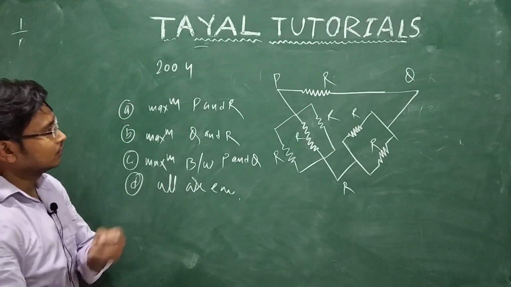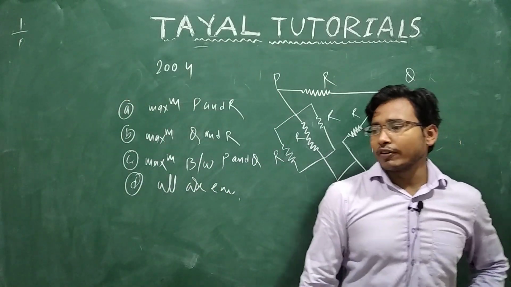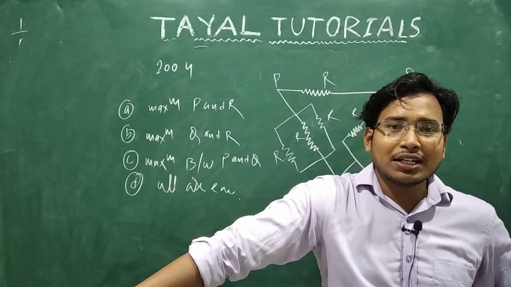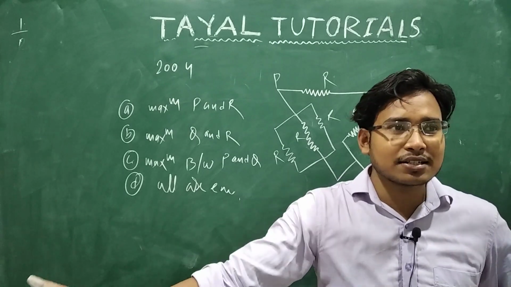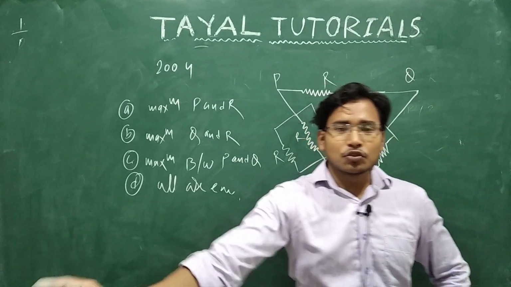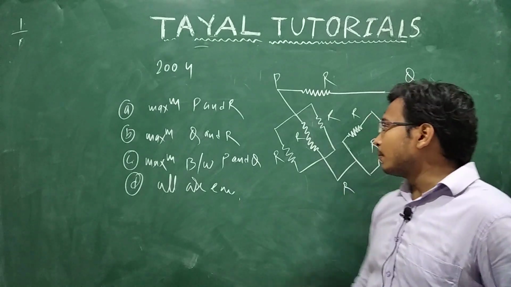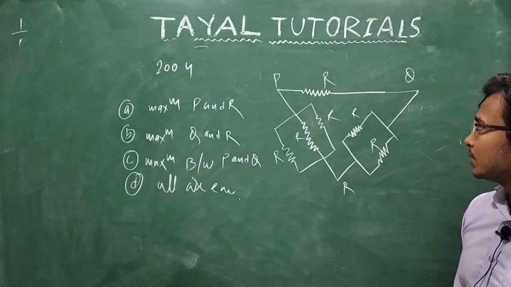They should not ask simple questions. See, in order to increase the value of resistance, that resistance must be connected in series. In order to decrease the value of resistance, that resistance must be connected in parallel. That statement is enough to solve this problem. See, the options are clearly visible. The maximum value of resistance between P and Q. Simple. There is no need to think much.